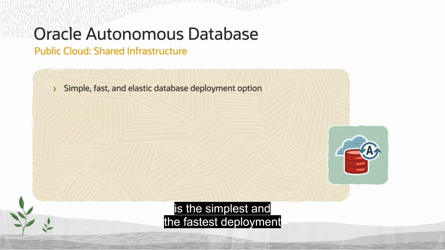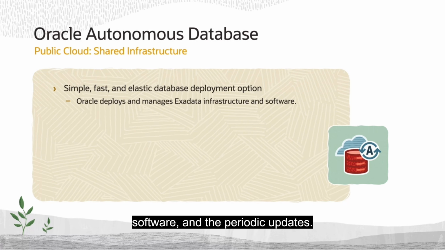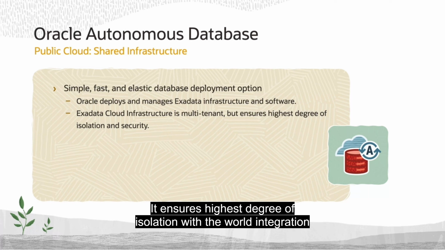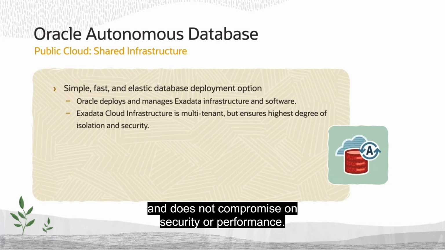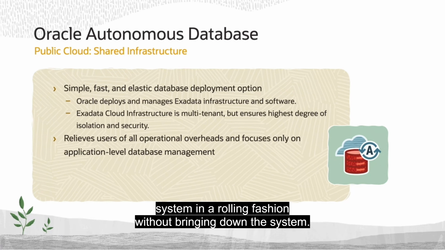Starting with shared infrastructure, this is the simplest and fastest deployment service with elastic provisioning. Oracle provisions and manages Exadata infrastructure and the associated software and the periodic objects. The Exadata infrastructure is shared with other customers, but there is no over provisioning. It ensures highest degree of isolation with Vault integration and does not compromise on security or performance. You do not have to worry about the maintenance of the database system. All patches are automatically applied on the database system in a rolling fashion without bringing down the system. You can only focus on your application development activity.